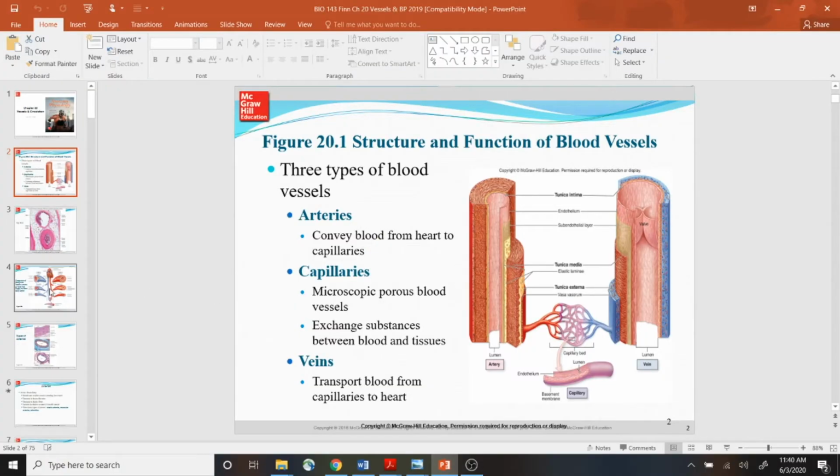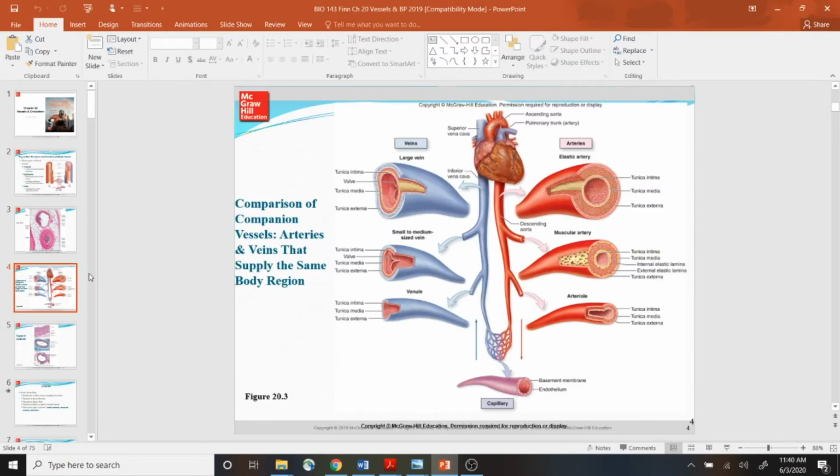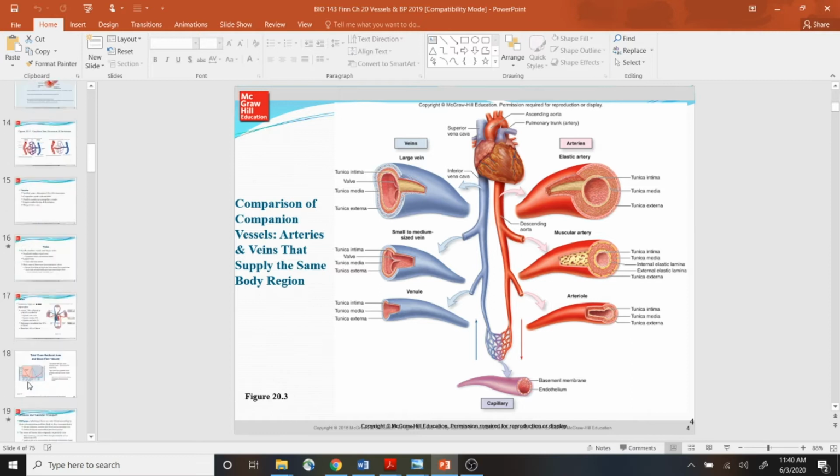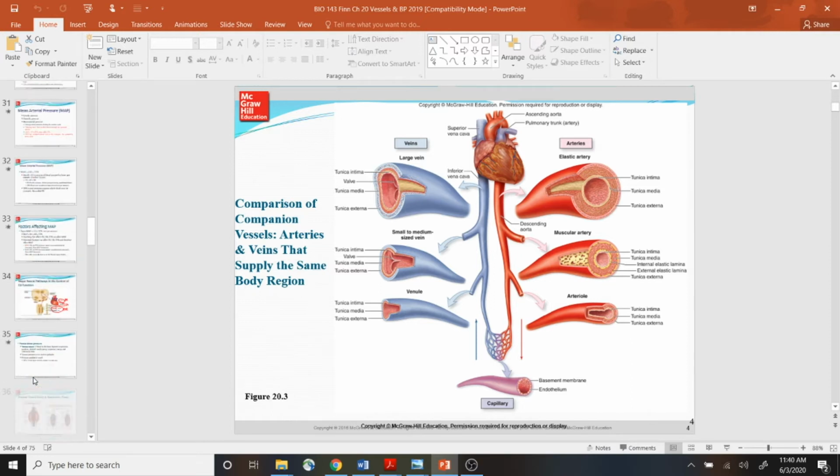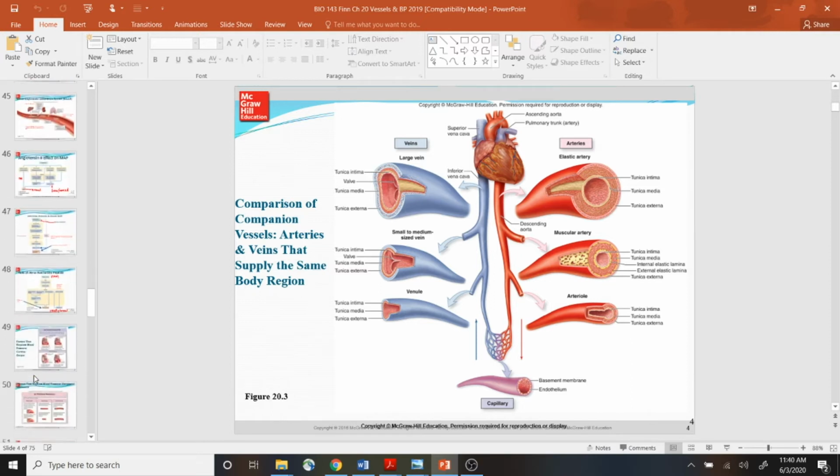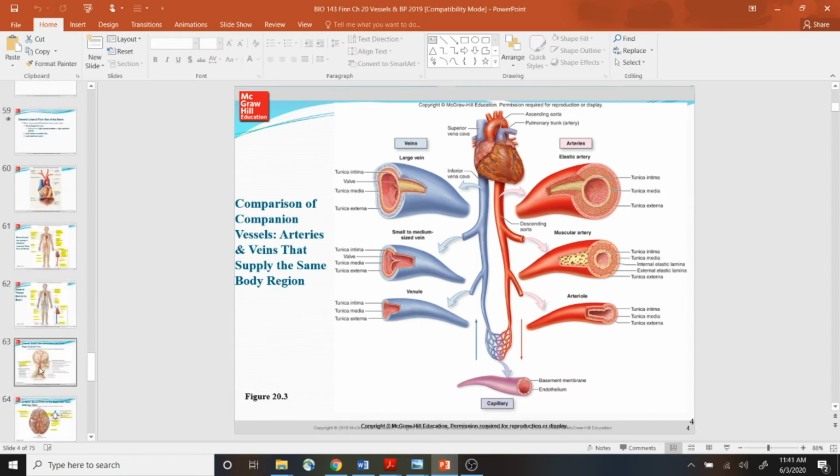Let's move on. Now, when you compare arteries and veins, we use the word companion vessels, especially when we identify some of these arteries and veins. Companion vessels are arteries and veins that supply the same body region. So let me go and find an example of this. We have to scroll towards the end here.